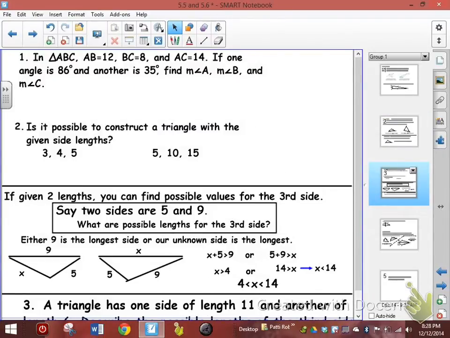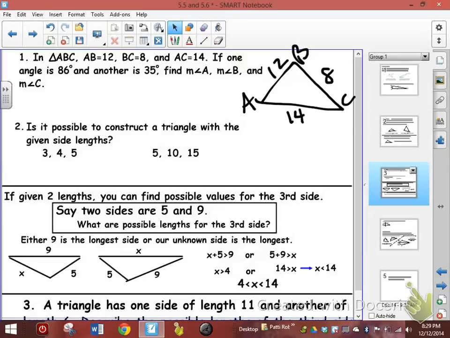Okay, a couple of review examples. Example number 1 here says in triangle ABC, and then they give you lengths of sides. On a problem like this, it's going to be easier if you actually draw the triangle out. And then they say AB is 12, BC is 8, AC is 14. If one angle is 86 degrees and another is 35, find the measure of angle A, angle B, and angle C.